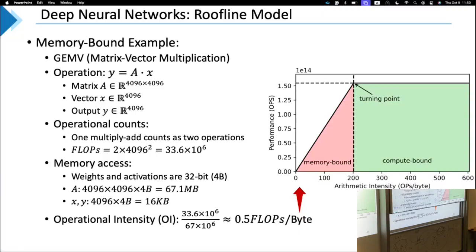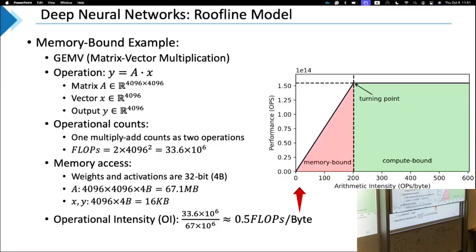So how do we count the operations? Remember in the slide I mentioned on Monday, one multiply accumulation counts as two operations, right? So for flops, we have 2 times 4096 squared, and we get this number, which is the total amount of flops we need for this matrix vector multiplication. And in terms of the total bytes to transfer, we need to calculate the weights. Let's assume weights and activations are 32 bits. And we have weights A, we will have matrix A.